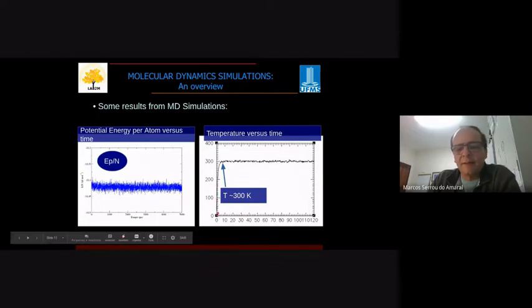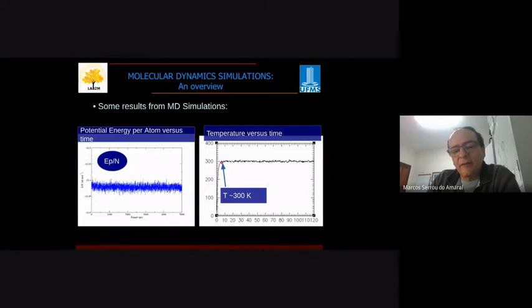And here, temperature as a function of time is also important. This is the beginning here. You can see that the temperature increases very fast, actually very fast. And when the temperature reaches the target temperature, 300 kelvins, it stays almost constant. This is one of the graphs that you need to see, but there are a lot of graphs that you can get from molecular dynamics, and you need to analyze them too.